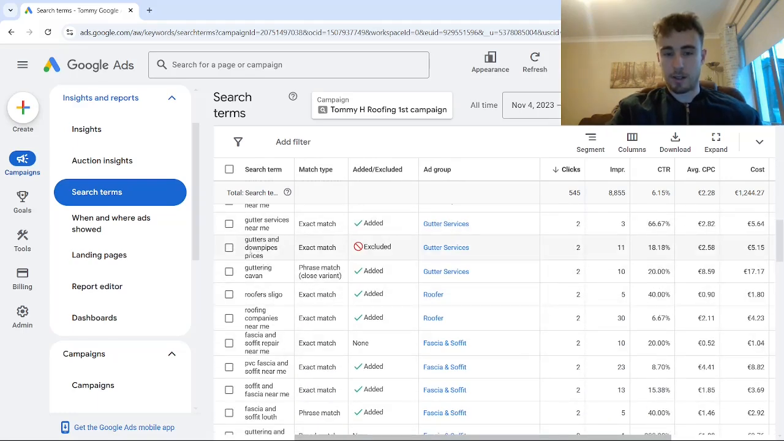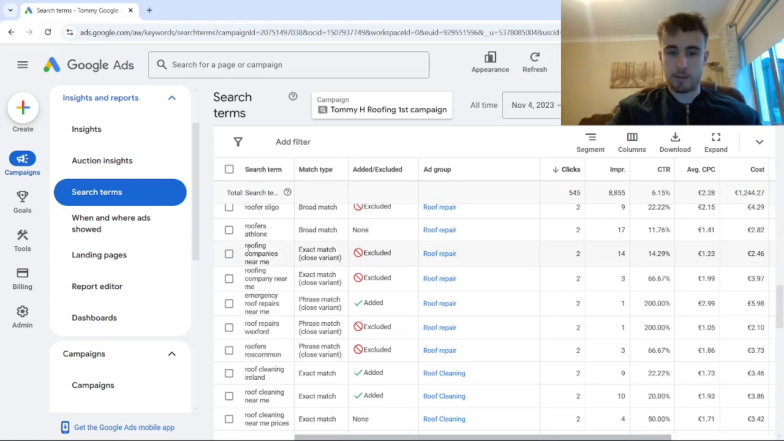So, for example, here's a negative that we had added that had gotten 2 clicks, but it was someone looking for the prices of gutters and downpipes. And that had triggered the guttering services ad group. But if someone's looking for the prices of gutters, that doesn't necessarily mean that they're looking for a guttering service. So that's why we added that as a negative to the campaign.